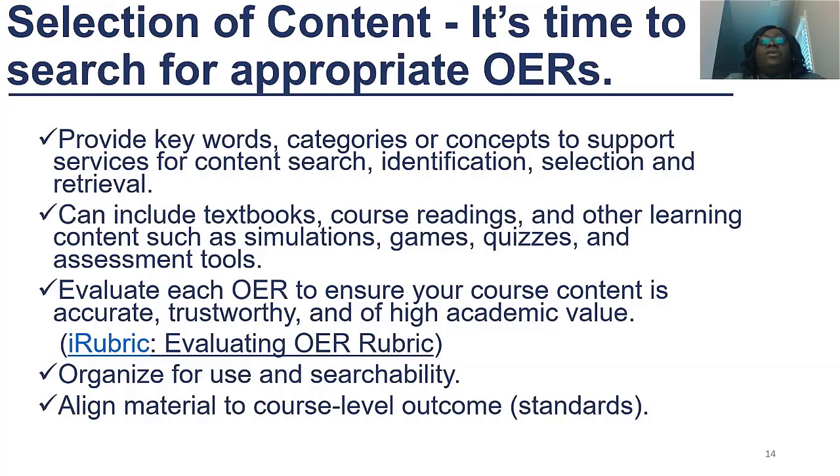When selecting open education resources, we want to make sure that we evaluate our open education resources. Hopefully this presentation will be made available to you. And there's a resource called iRubric, in which it takes you through a checklist in which you can evaluate open education resources. We want to make sure that they're trustworthy, just as when we're using the formatting features like APA or MLA. We want to make sure that they're accurate, trustworthy, and they have value, high academic value.